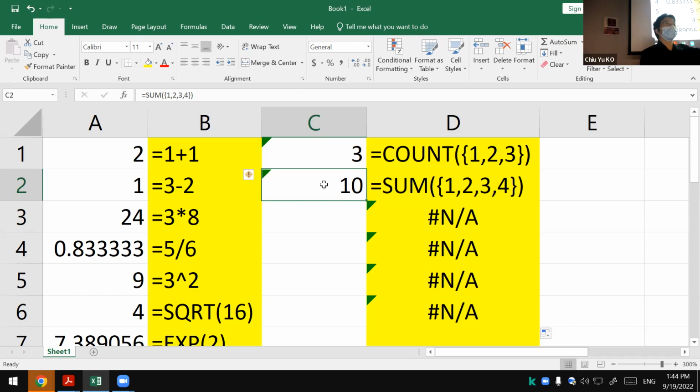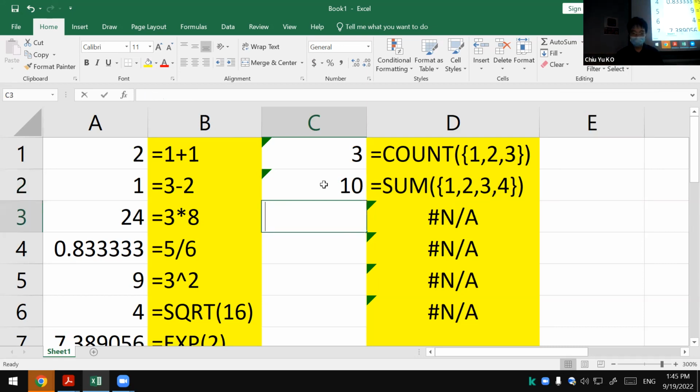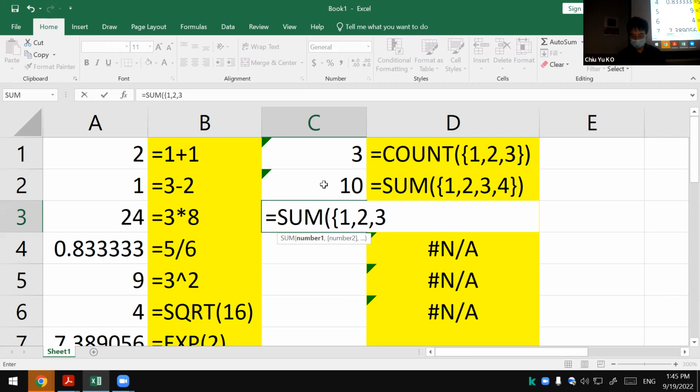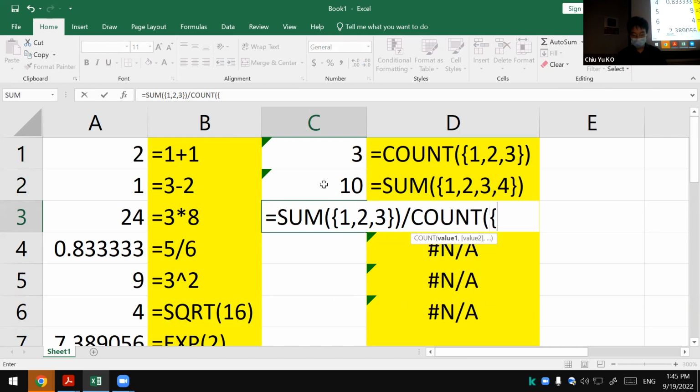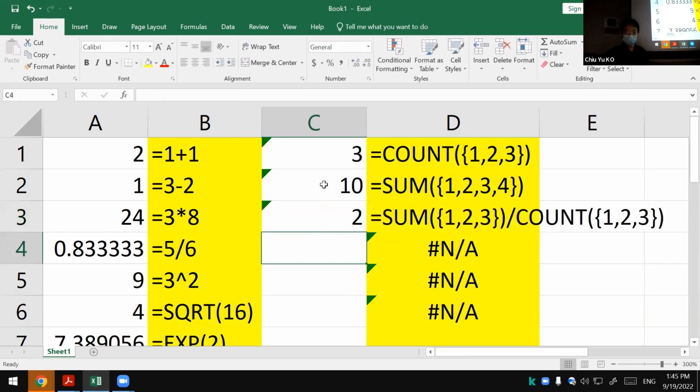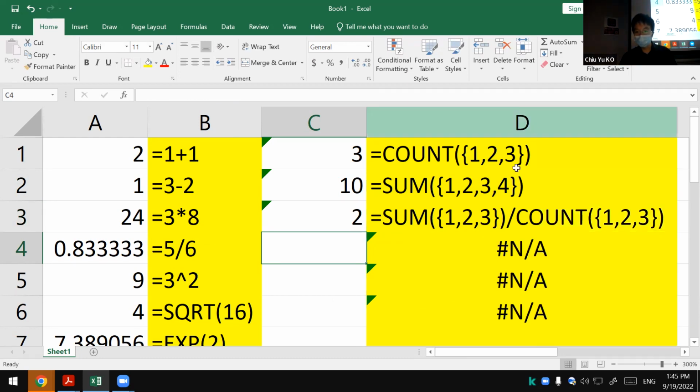By construction, you can easily calculate the average. So suppose you have the sum of 1, 2, 3 divided by the count of 1, 2, and 3. You can easily see that this should give you the average, which is 2. So that is how you can do things from scratch. This is the average.